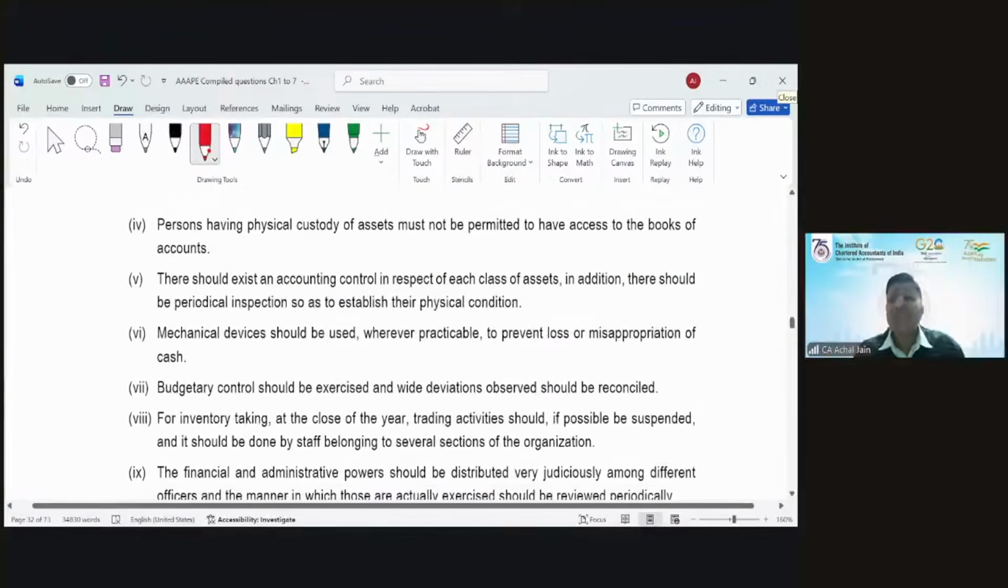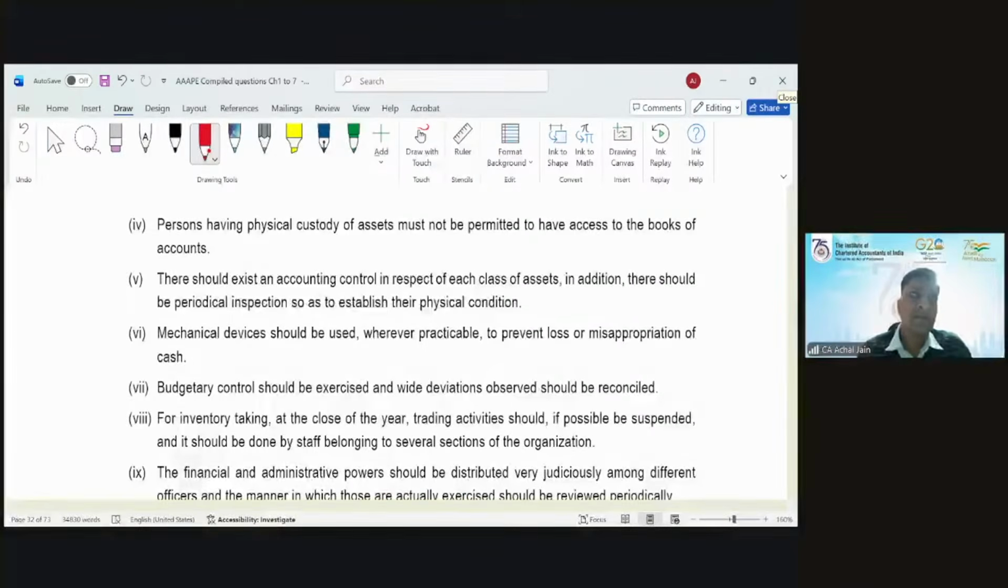Persons having physical custody of the assets must not be permitted to have access to the books of accounts. Why? Because at two places the reconciliation will be going on, and that can be performed again. So we can say that gives the desired objectives when two different persons are doing this exercise. If the same person has the physical custody, he may put down anything in the books of accounts, which is inappropriate. There should exist an accounting control in respect of each class of assets. In addition, there should be periodical inspection so as to establish their physical condition.